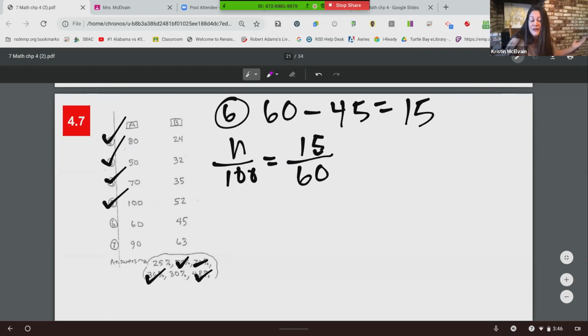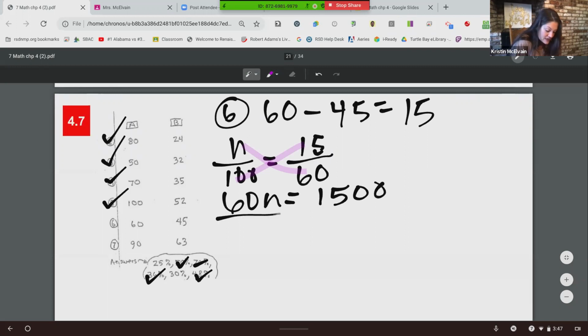All right. Maybe you know this one off the top of your head as well, because if you were to double 15, it'd give you 30. Double that would give you 60. What's that percentage? Cross multiply. 60n equals 15 times 100, which is 1,500. Divide each side by 60. N equals 1,500 divided by 60, which is 25%.